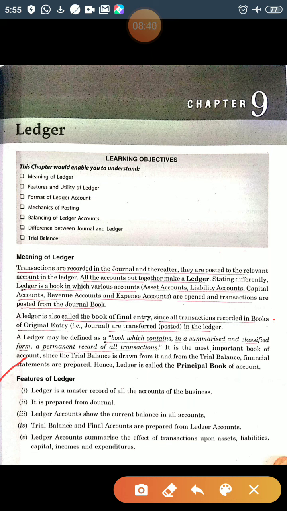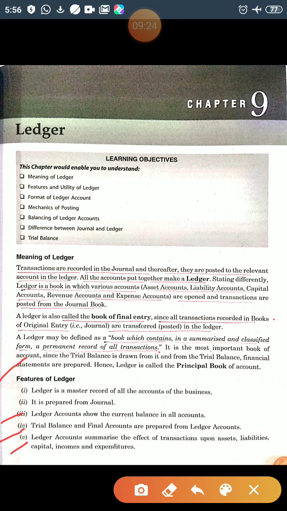Third one is, ledger accounts show the current balances in all accounts. That is, I have already told you. Next is, trial balance and final accounts are prepared from the ledger account. We prepare the ledger on the basis of the journal. After preparing a ledger, we get to know the balances of each account. On the basis of these balances of accounts, we prepare a trial balance, and on the basis of the trial balance, we prepare our final accounts or financial statements.